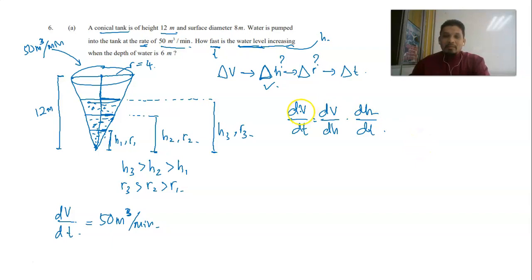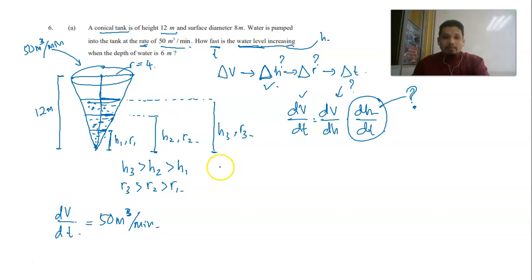Okay, dV/dt is already given in the question, so we have this information. How fast is the water level increasing? That is the height with respect to time, dh/dt. This is the one we are going to find as our final answer. So this is the question now. But then, what about dV/dh?